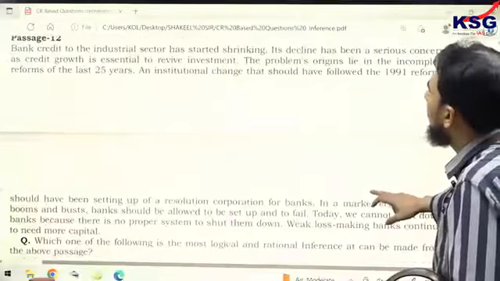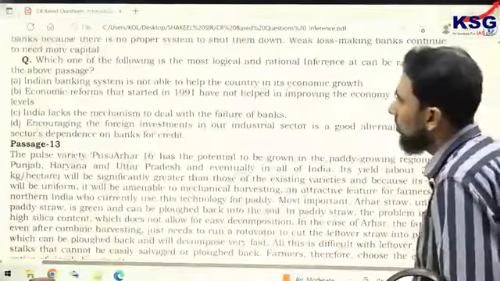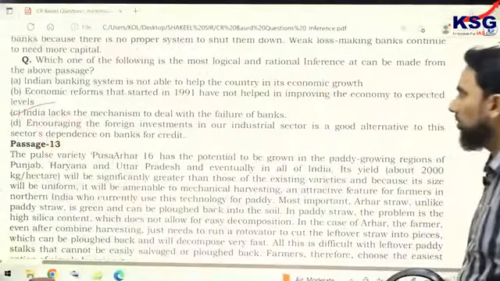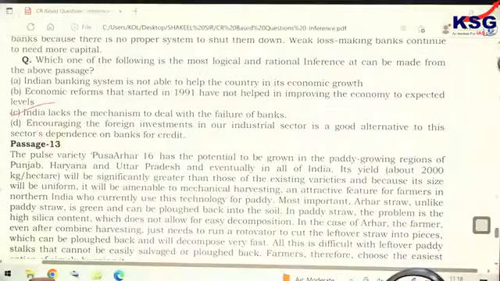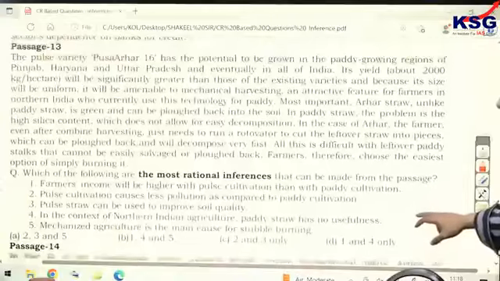Passage number 12, bank credit to industrial sector has started shrinking. This passage was again asked in, I think, 2019 or 2020. So option C is the right answer. India lacks the mechanism to deal with the failure of banks. Clearly I think this is mentioned. And so let me just complete these answers, and in case of doubt you can ask me.